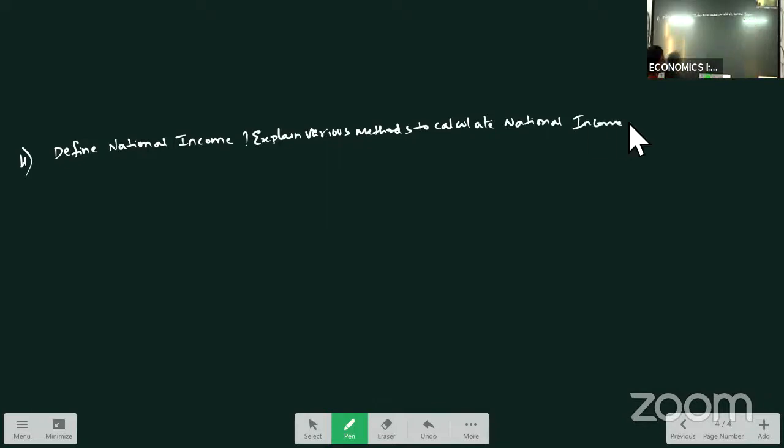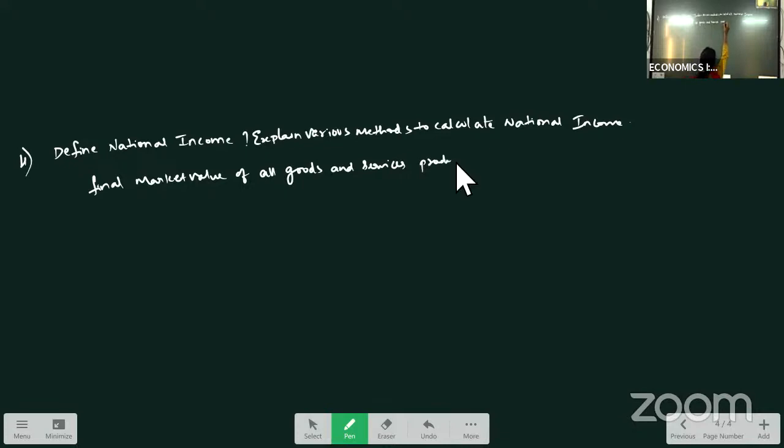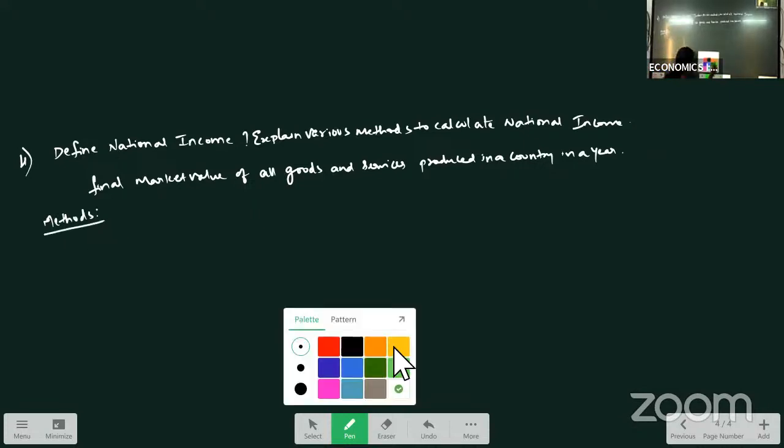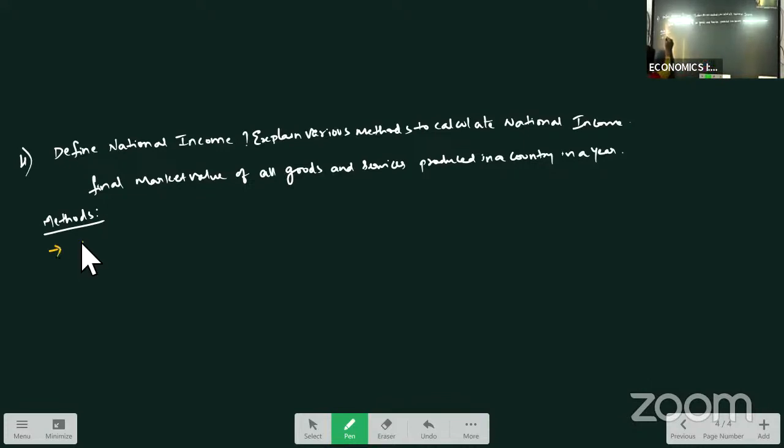What is national income first? You will explain national income is the final market value of all goods and services produced in a country in a year is called as national income. Okay, first you will write down the meaning, then methods to calculate national income. The various methods to calculate national income are, first method is what? Output method.